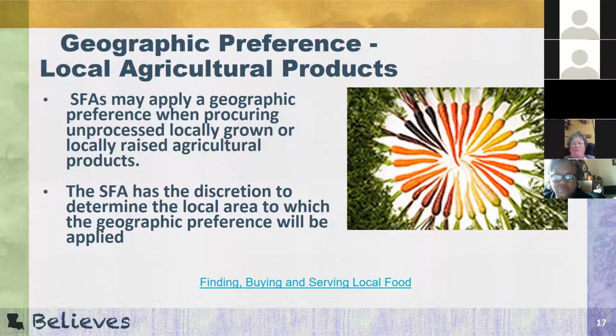USDA does not, however, provide a definition of local. It's up to the SFA to determine what is going to be considered local. 2 CFR 200 does not allow geographic preference in the evaluation of bids or proposals except for unprocessed, locally grown, or locally raised agricultural products. The link at the bottom of this slide talks about applying geographic preference in the Farm to School webinar titled Finding, Buying, and Serving Local Foods Using Geographic Preference.